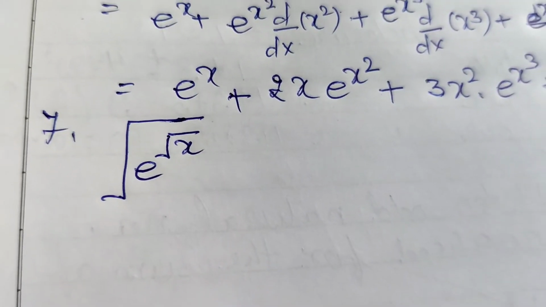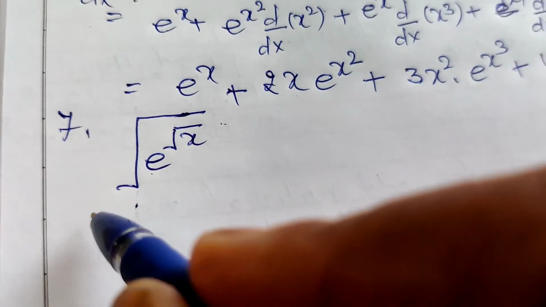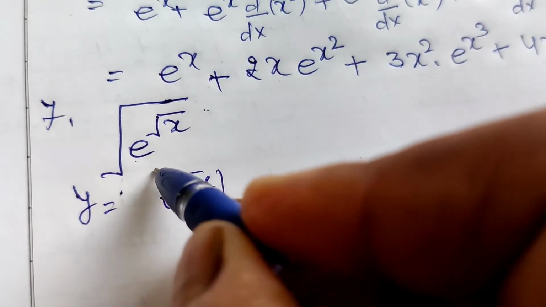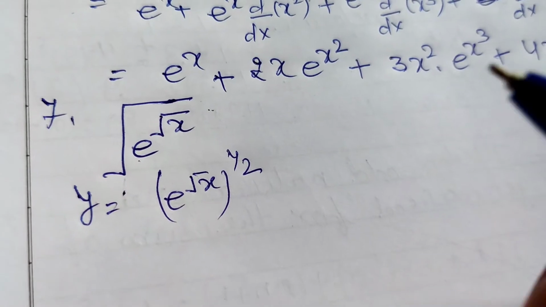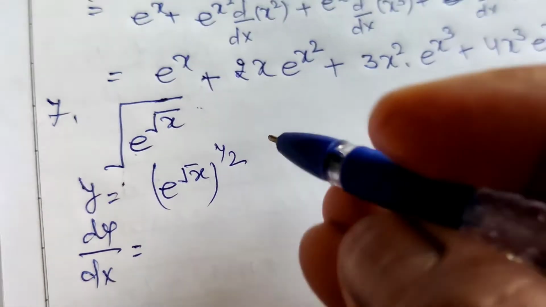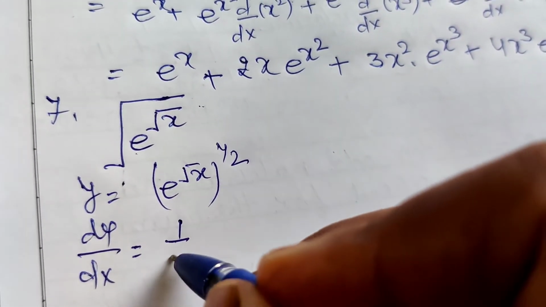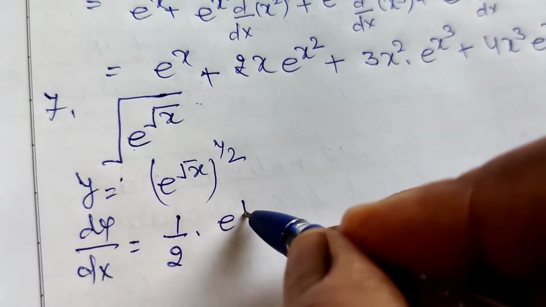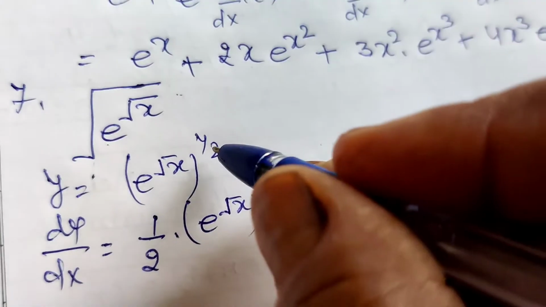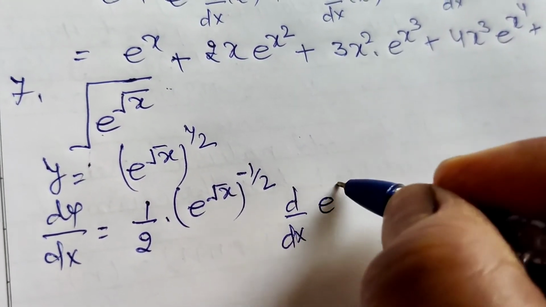Question number 7. The function is square root of e raised to power square root x. Now take y equal to, we can write, e raised to power root x raised to power 1 by 2. Okay. Now take the differentiation. The differentiation of e raised to power root x raised to power n is n times e raised to power root x raised to power n minus 1, and the differentiation of e raised to power root x.